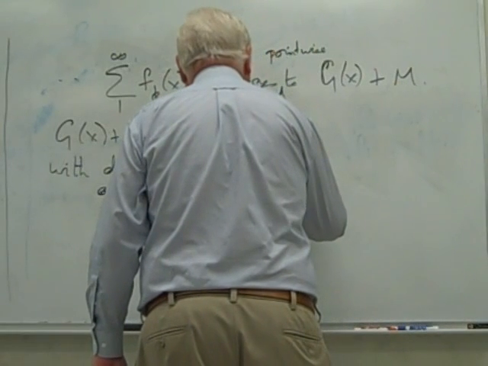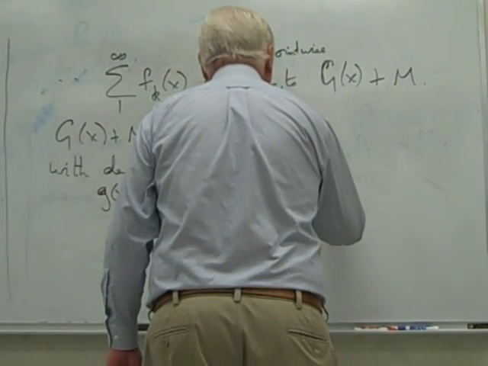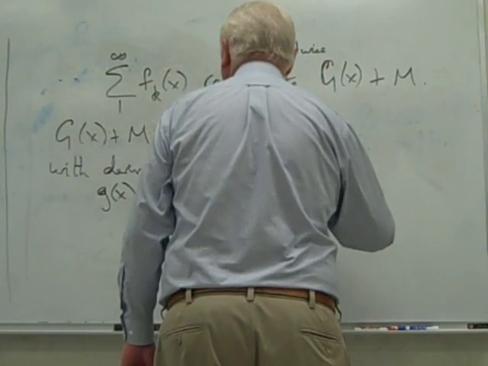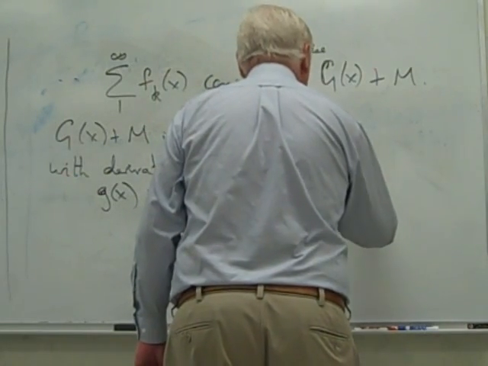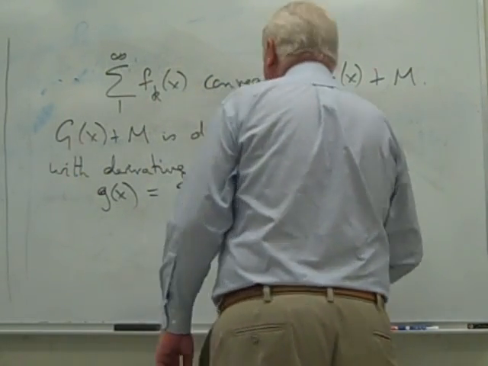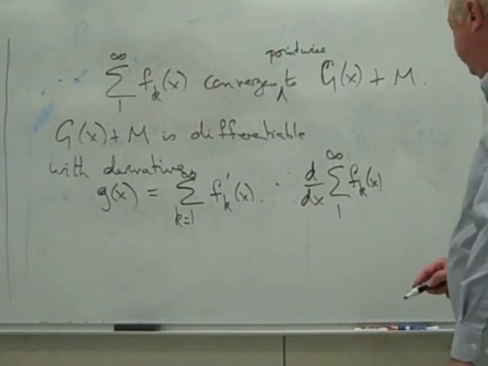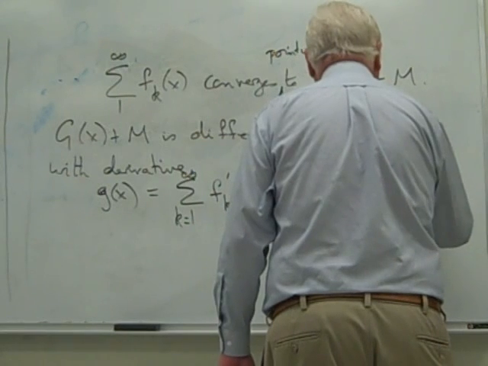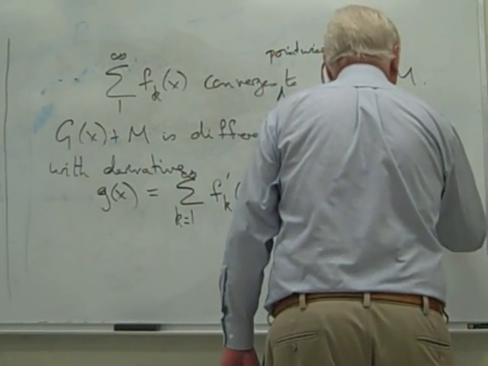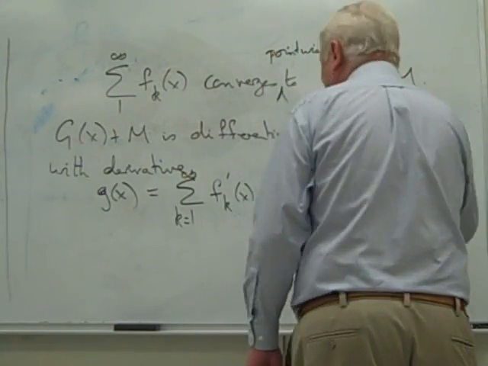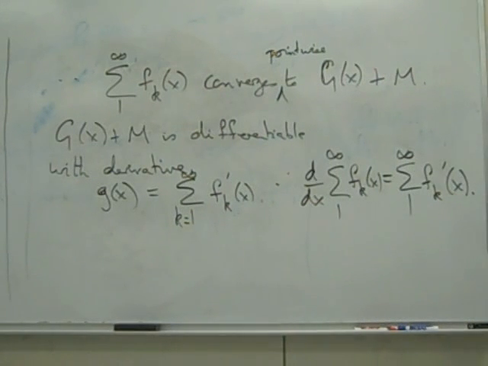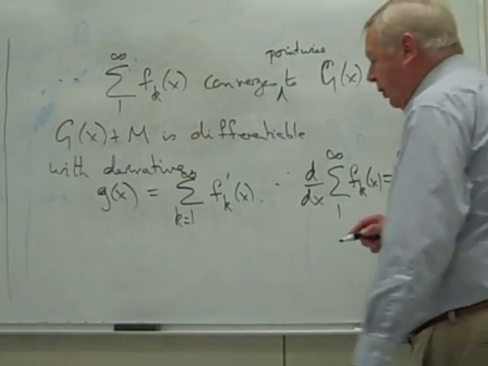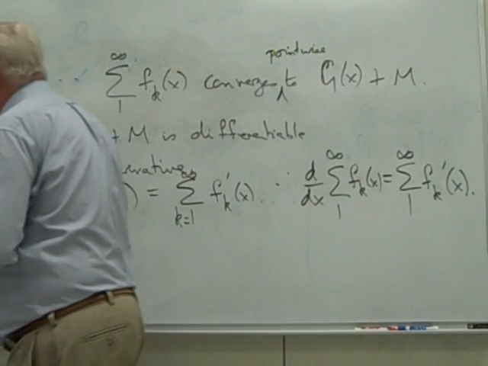So, therefore, the derivative of the sum 1 to infinity of fk of x is equal to the sum of the individual derivatives. The one thing we haven't done yet is we haven't proved the uniform convergence of the original series. But we can do it from the inequality that's on the board.